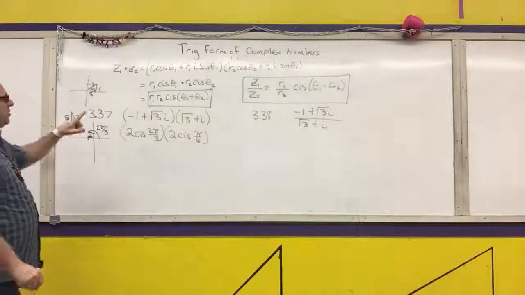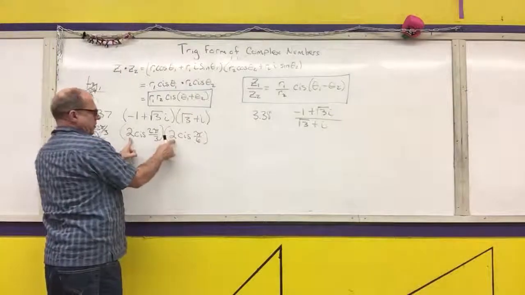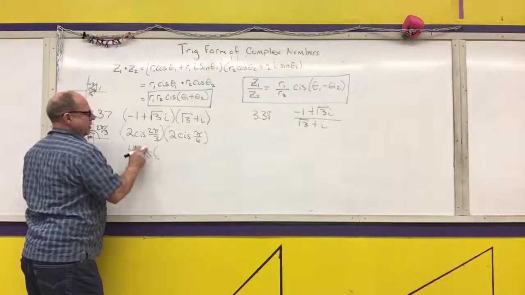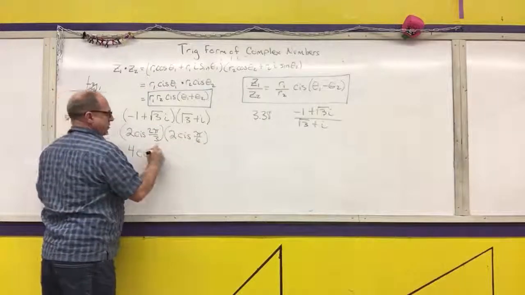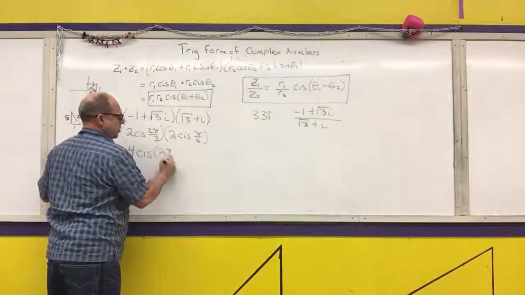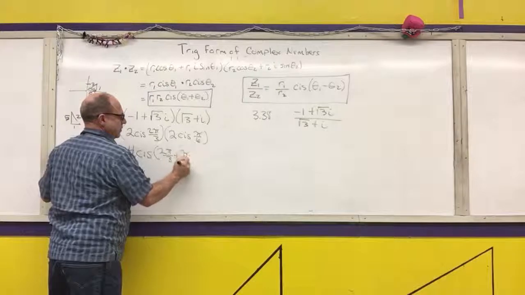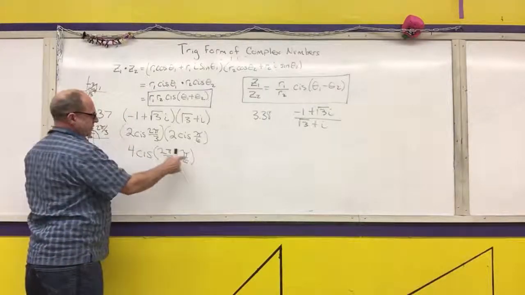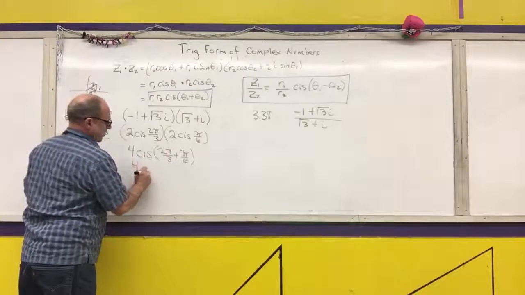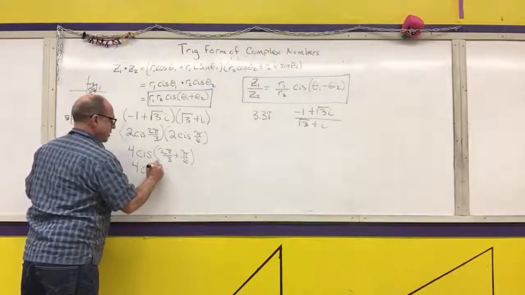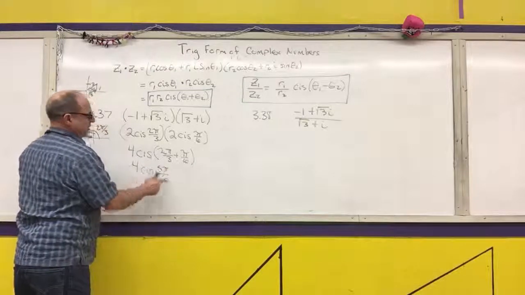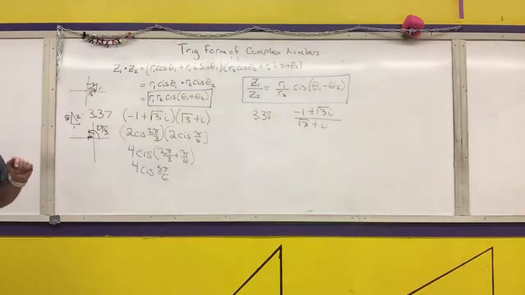So my final answer is I take the two moduli, multiply them together, and then I add the two angles. So 2 pi thirds plus pi sixths, that is 4/6 plus 1/6, which is 5/6. And the final answer would be 4 cis 5 pi 6.